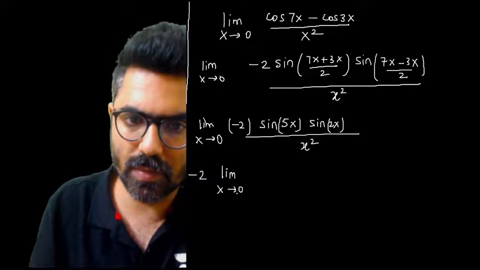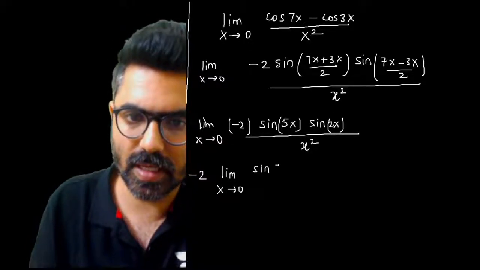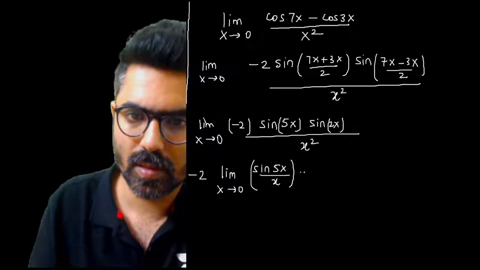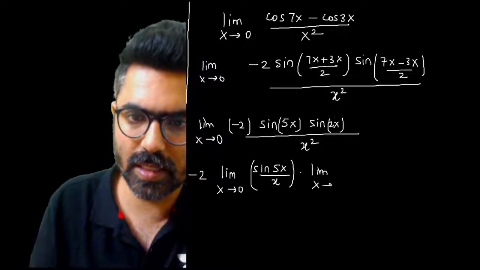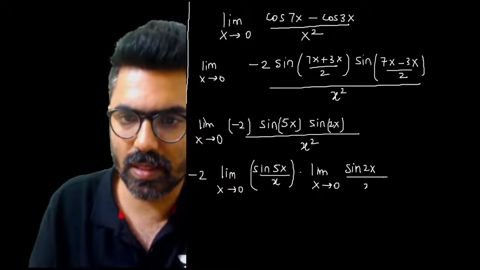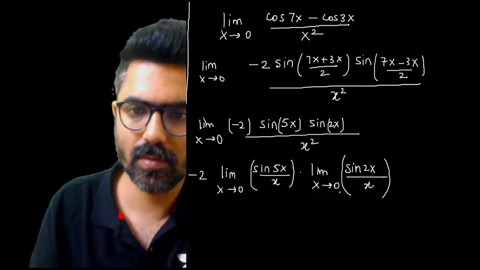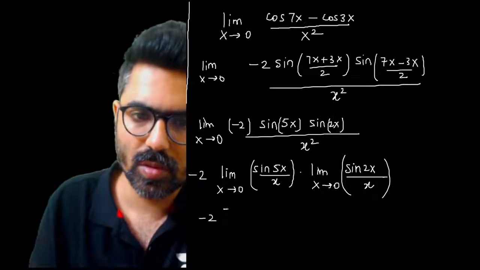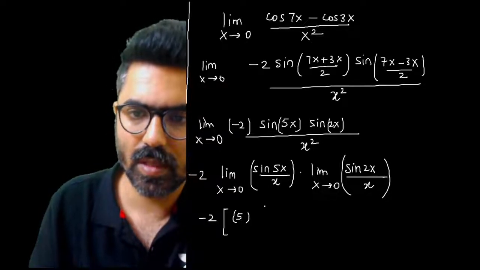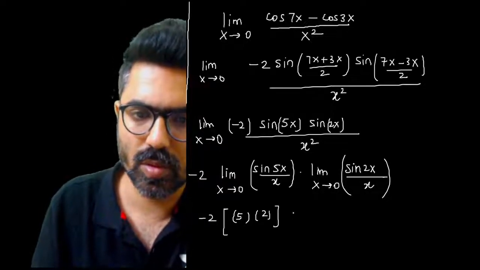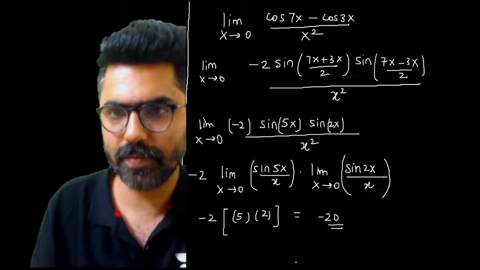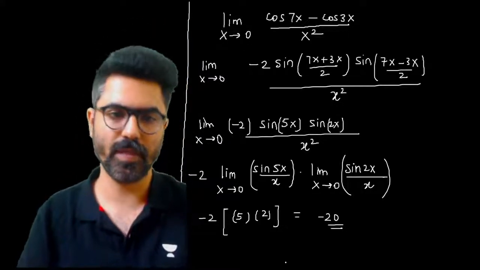Now we'll separate the limit like sine 5x upon x into the limit x tends to 0 sine 2x upon x. Now minus 2. What is the value of sine 5x upon x? It is 5. And sine 2x upon x, it is 2. So the entire question is now minus 20.